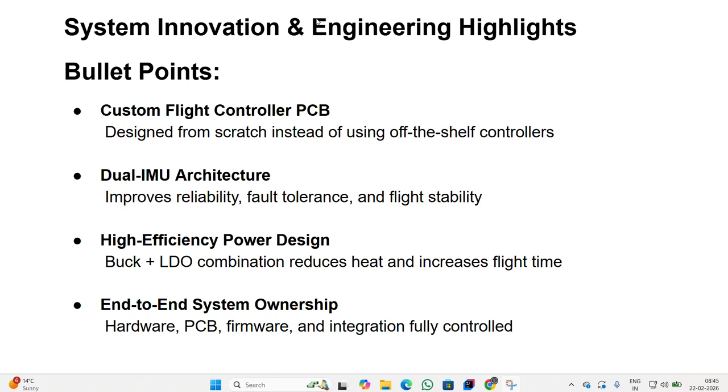Now in this slide we have discussed system innovation and engineering highlights. The bullet points are: custom flight controller PCB designed from scratch instead of using off-the-shelf controllers. Dual-IMU architecture improves reliability, fault tolerance and flight stability. High efficiency power design: buck plus LDO reduces heat and increases flight time. End-to-end system ownership: hardware, PCB, firmware and integration fully controlled.